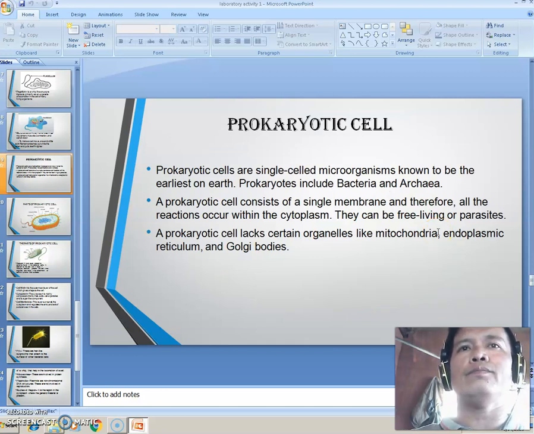Now we are going to discuss the prokaryotic cell. Prokaryotic cells are single-celled microorganisms known to be the earliest on Earth. Prokaryotes include bacteria and archaea. A prokaryotic cell consists of a single membrane, and therefore all the reactions occur within the cytoplasm. They can be free living or parasites. They lack certain organelles like mitochondria, endoplasmic reticulum, and Golgi bodies.